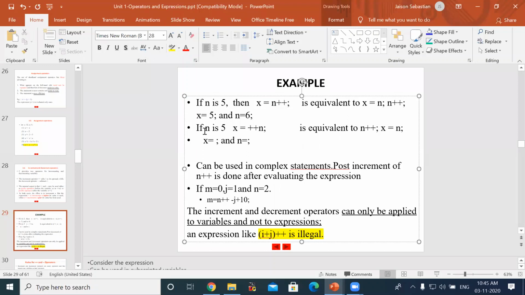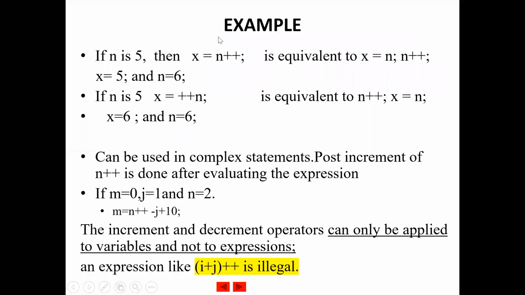Now in this example, n equal to 5, x equal to plus plus n means we will first increment the value of n. So n value was 5. We are incrementing the value of n, so it will become 6. After incrementing, we are assigning the value to x. So x will be assigned 6 and the new value of n is 6. Is it clear? So this is for the increment.